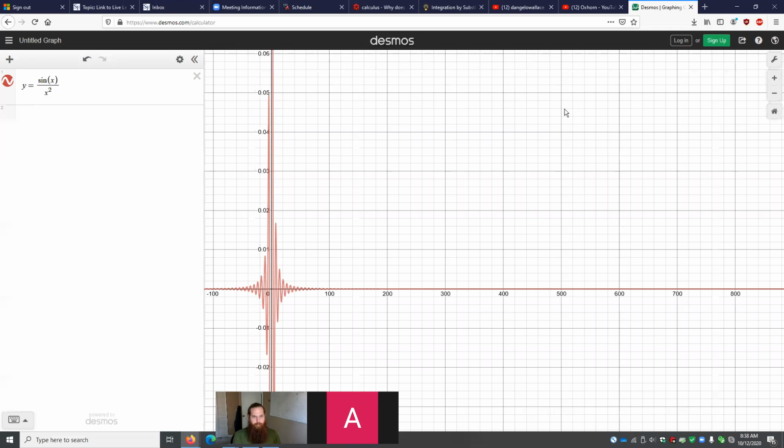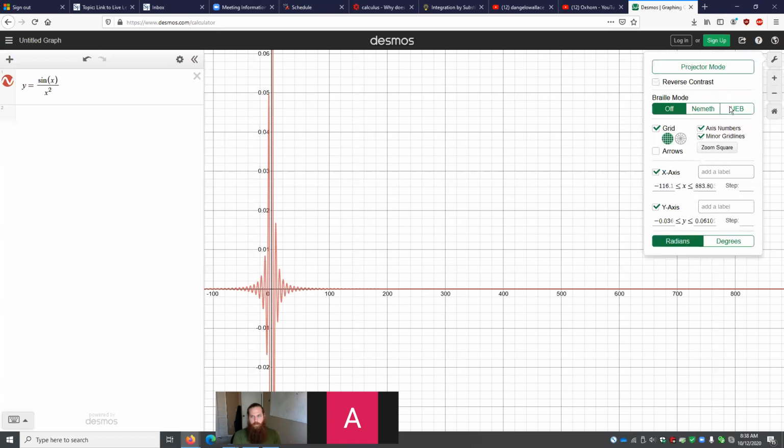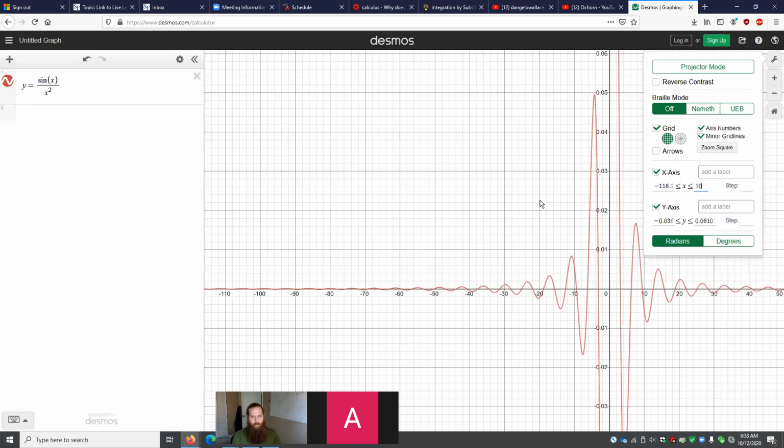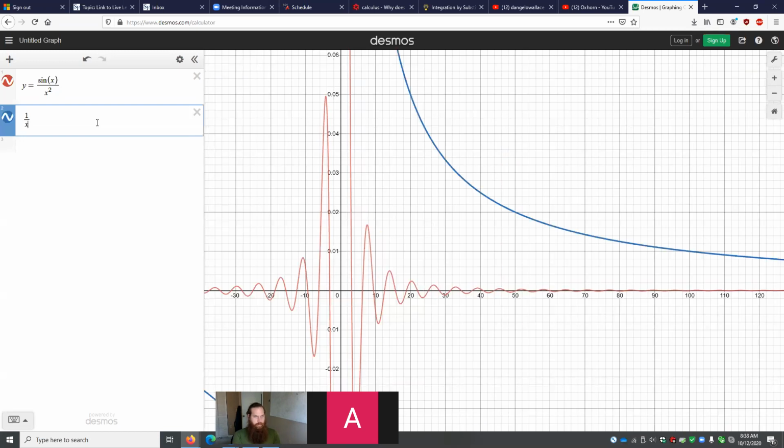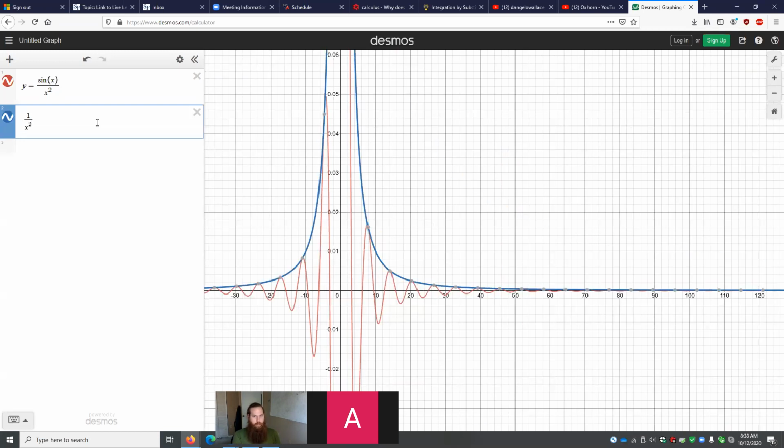Here we go. So this is the graph of sine x over x squared. We don't need to go out as far on the x's. Let's just go to 50. Here we go. And what you'll see is that this is kind of trapped underneath 1 over x squared.